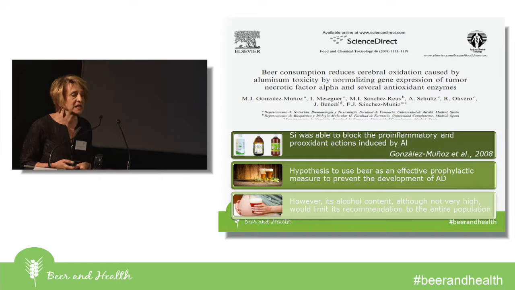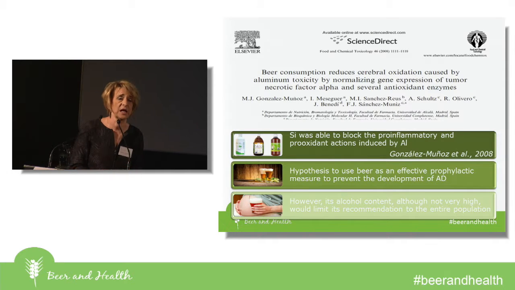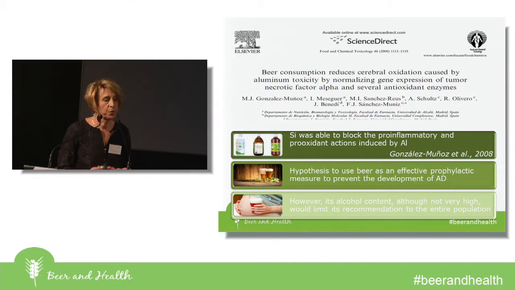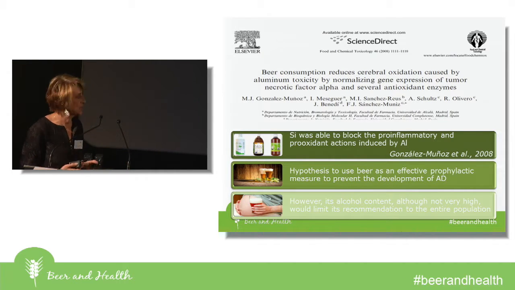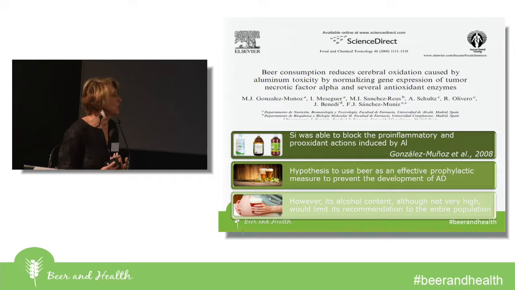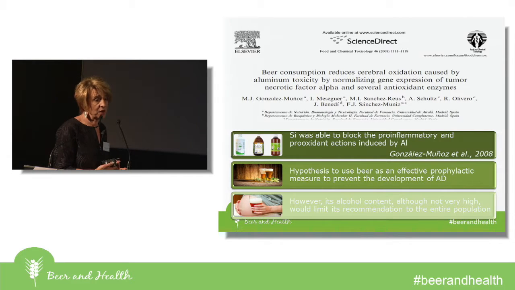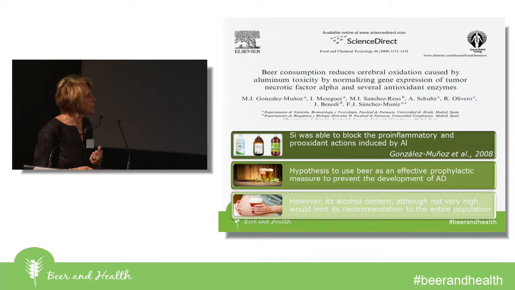We had different conclusions. We were able to see that silicon enabled us to block the pro-inflammatory and pro-oxidant actions induced by aluminum. So the hypothesis was confirmed. We could use beer as an effective prophylactic measure to prevent the development of Alzheimer's disease. However, the alcohol content, although not very high, would limit this recommendation for an application to the entire population.